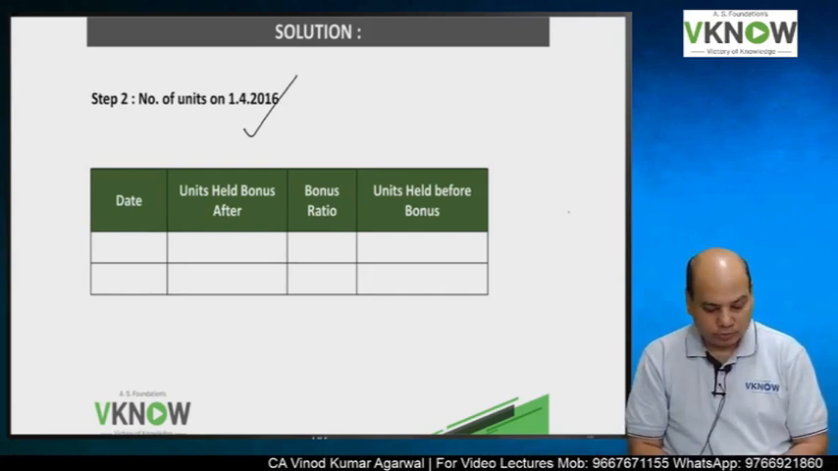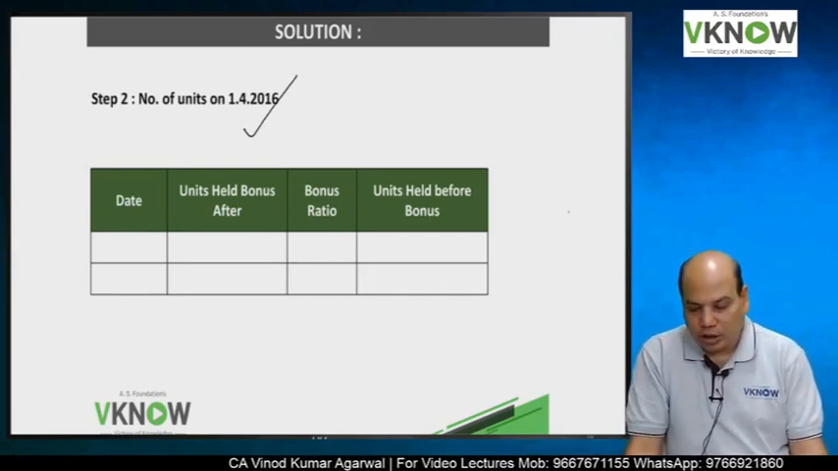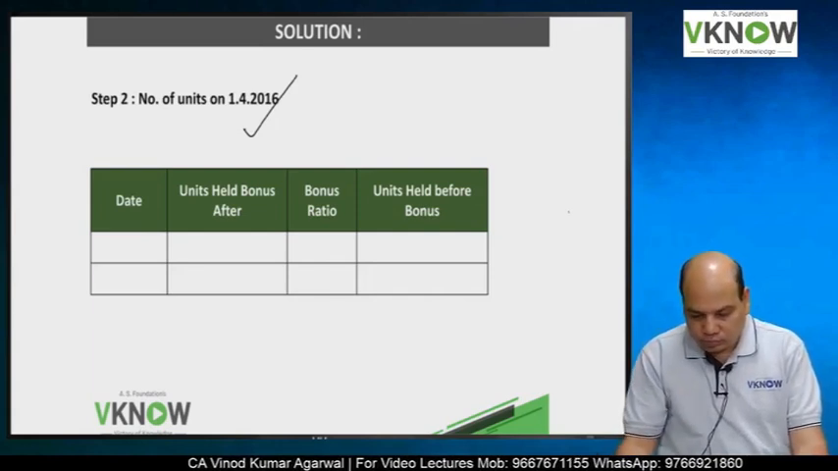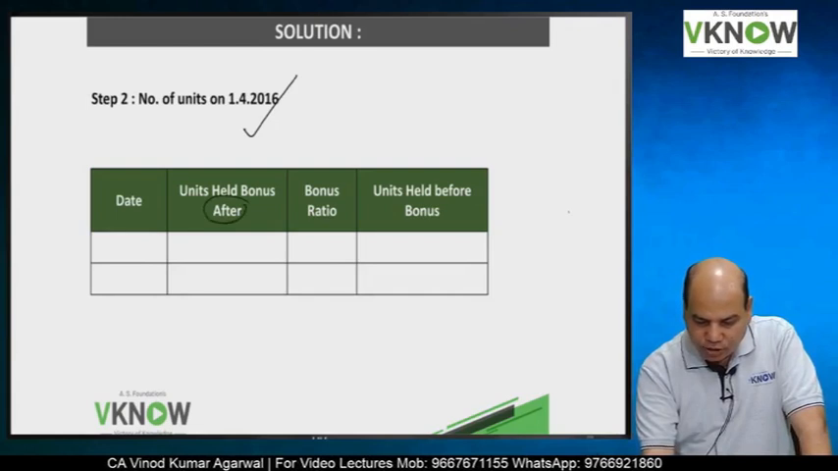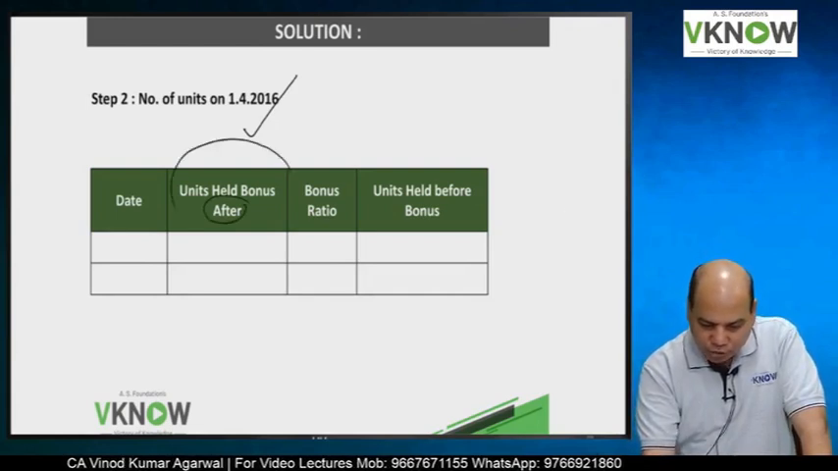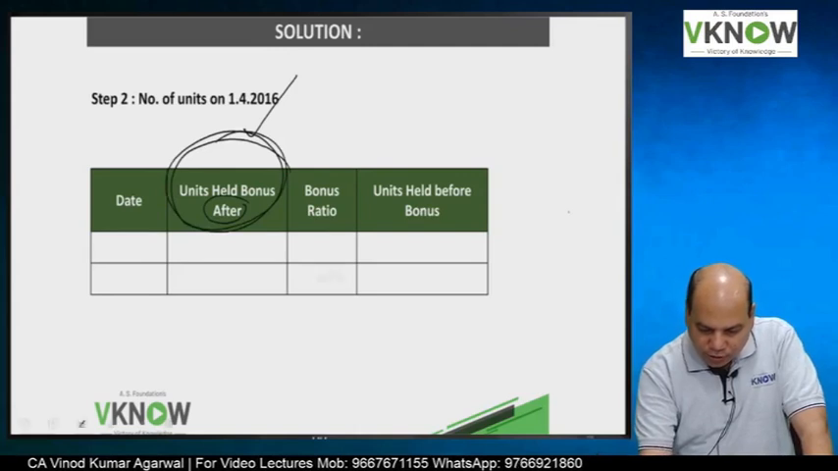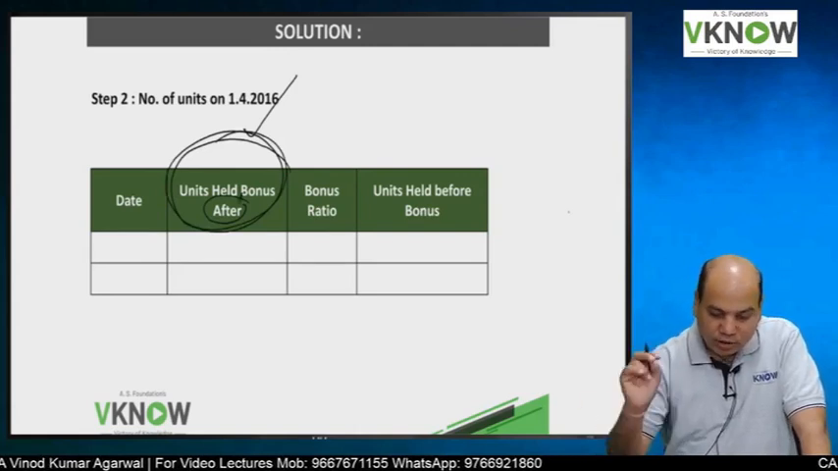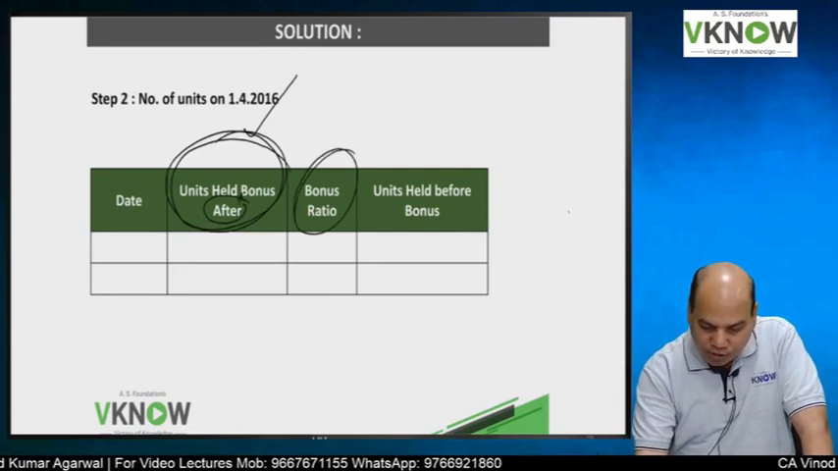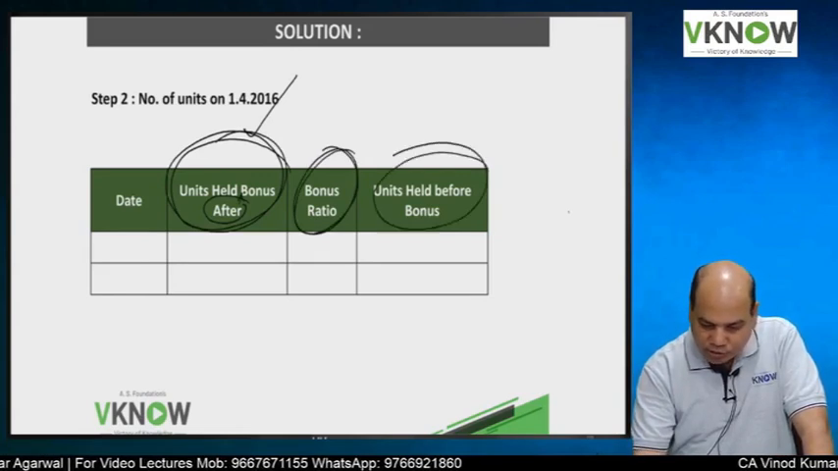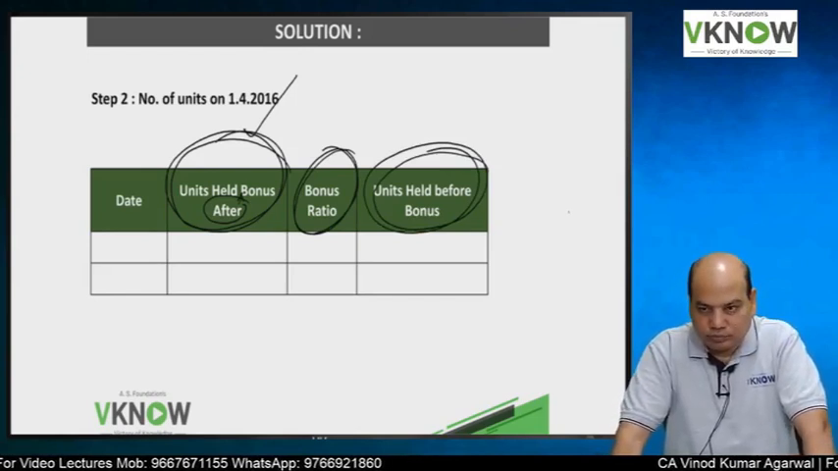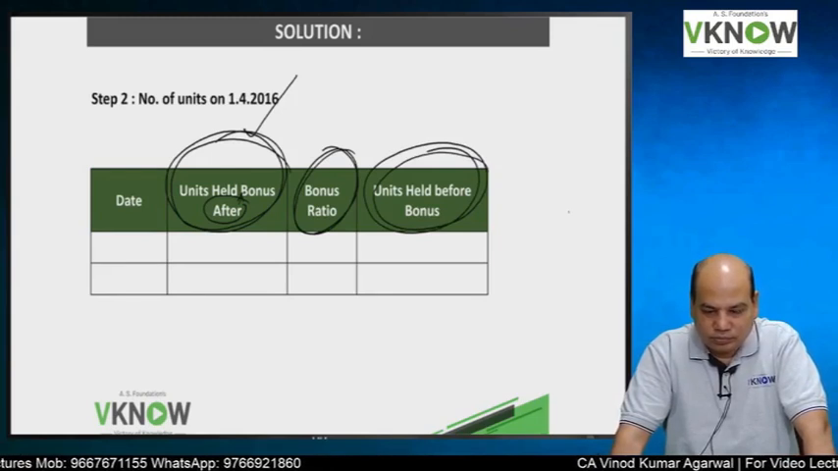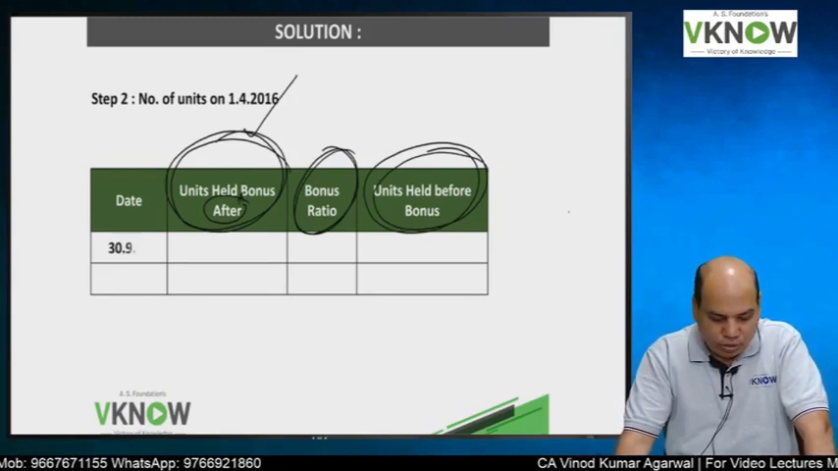4 columns we will draw. Date, unit held after bonus, bonus ratio, unit held before bonus.